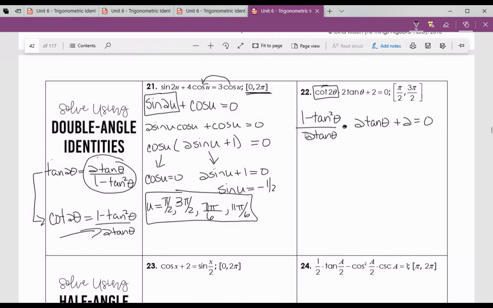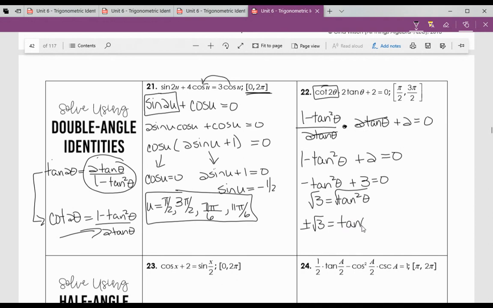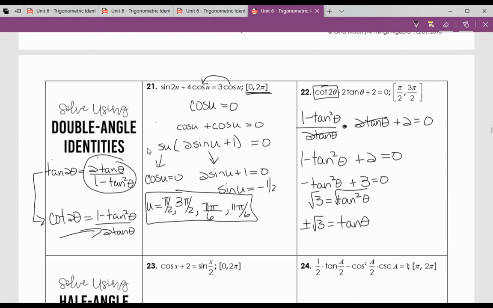Now, since we're multiplying this whole fraction by the 2 tangent theta, those will cancel. So that leaves me with 1 minus tangent square theta plus 2. When I combine like terms, I get negative tangent square theta plus 3. When I solve it, I get 3 equals positive tangent square. And when I take the square root, I get plus or minus square root 3 equals tangent theta. Now, I am on a restricted interval, so I have to keep that in mind.